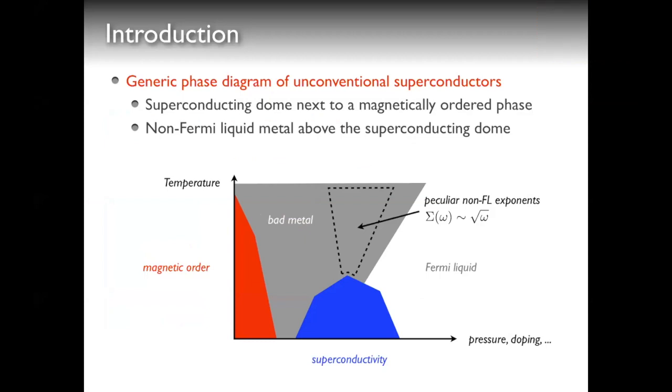So yes, let me try to motivate what I want to discuss in this talk. I show here a sketch of the generic phase diagram of unconventional superconductors. These materials have some superconducting dome next to a magnetically ordered phase, and above the superconducting dome there is some bad metal phase which crosses over into a Fermi liquid metal state as pressure or doping is increased. And in particular, directly above the dome, we have unusual non-Fermi liquid exponents, which can basically be explained by a self-energy which varies like the square root of frequency. And what I would like to do is to argue that we can understand the generic properties of this phase diagram by considering the phenomenon of spin freezing.